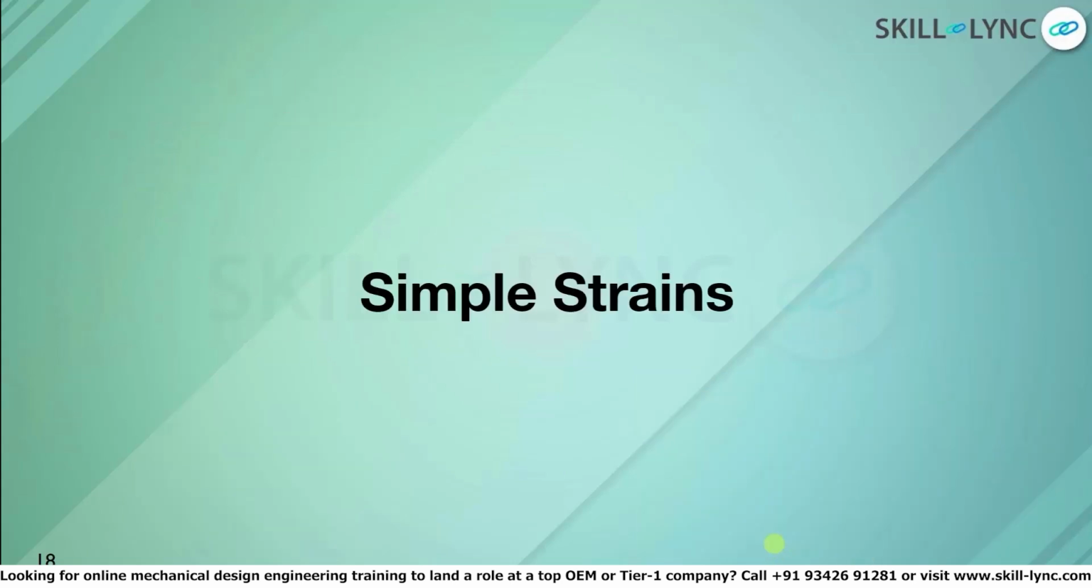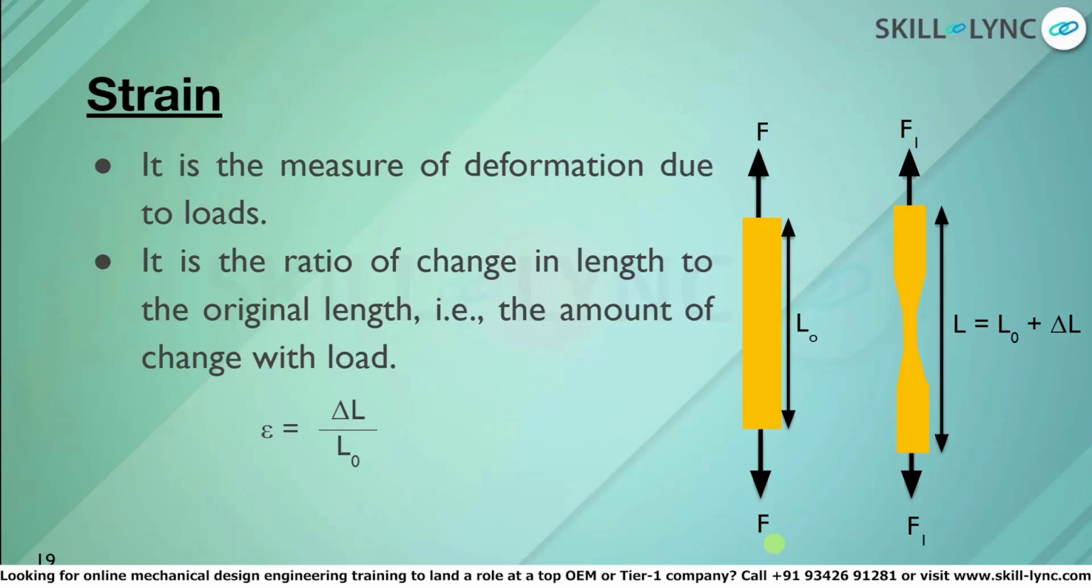Now let's look at simple strains. Strain is the byproduct of stress being applied to an object, which can also be told as the physical manifestation of stress on an object. Similar to stresses, there are various kinds of strains.